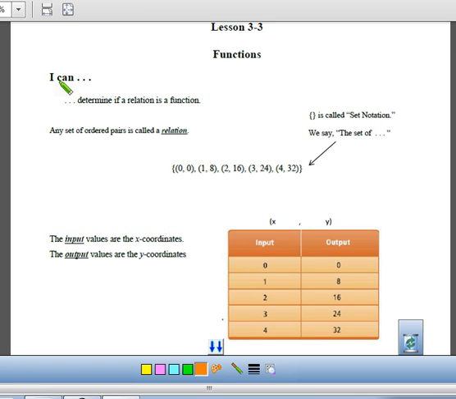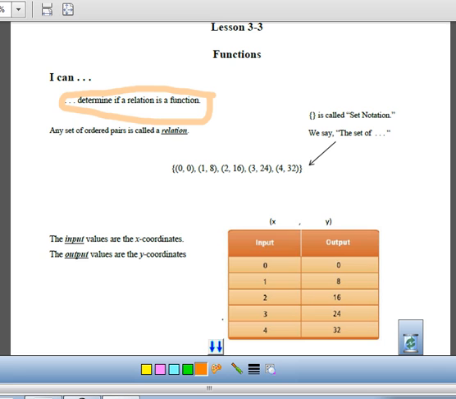We'll start with the target. I can determine if a relation is a function. So we're going to be talking about what a function is and how you can tell if you have one or if it's not a function. We have a lot of terms and definitions, so I'll be talking about all those things. It's important for you to get to know them and remember them. Alright? And we'll do a lot of strategies in math to help some of you remember these.